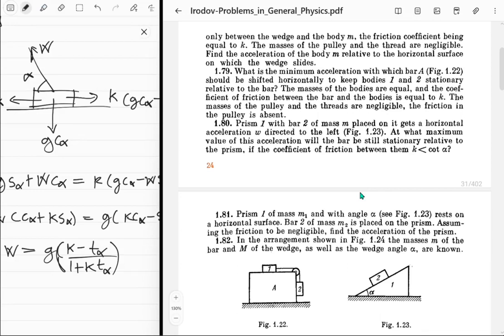Oh, okay. Now I understand what they're doing. Oh yeah. Wait, but isn't tan alpha supposed to be better than k? Because g cosine alpha times k is bigger than or equal to g sine alpha, and that would just give us k bigger than or equal to tan alpha for it to be at rest, yes, basically.